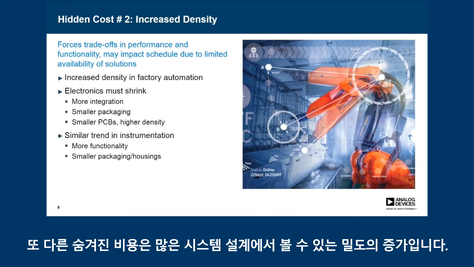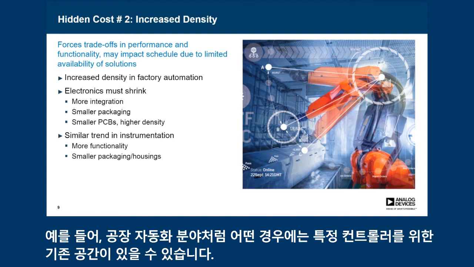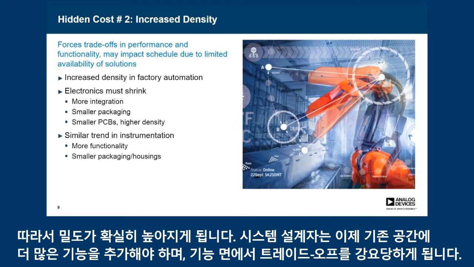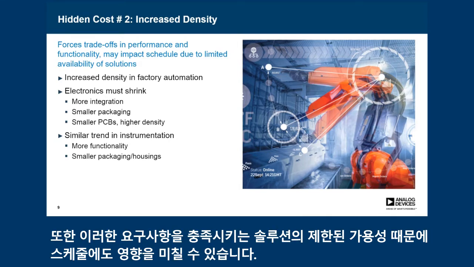So another hidden cost would be the increasing density that we're seeing in a lot of system designs. In some cases, such as in factory automation, you might see a case where there's an existing footprint for a particular controller, for example. But because there are so many more sensors and actuators in the system, they need to have more electronics in that same space, and so that obviously drives density. As a system designer, now you have to put a lot more functionality into an existing space, and it forces trade-offs in terms of functionality. It may impact your schedule, and this is really due to the limited availability of solutions to meet those requirements.